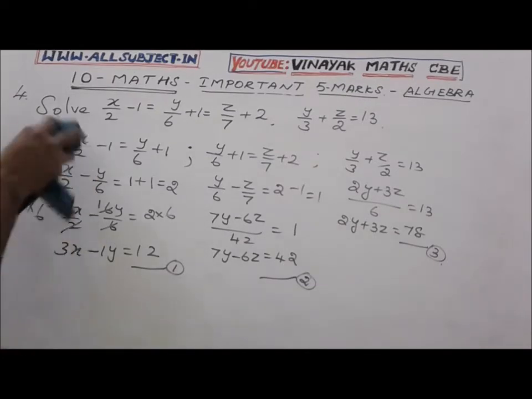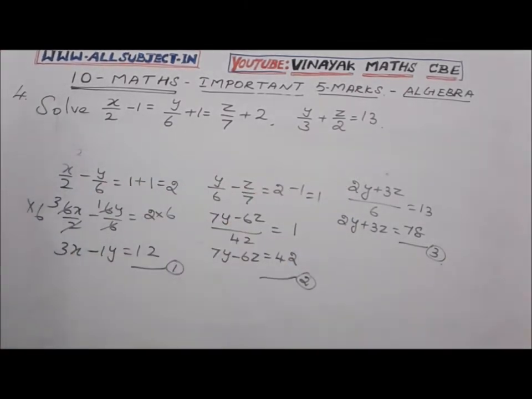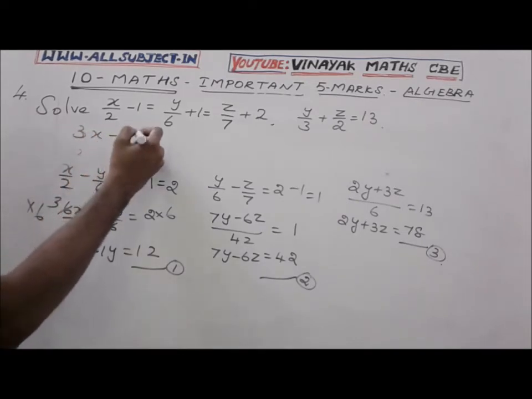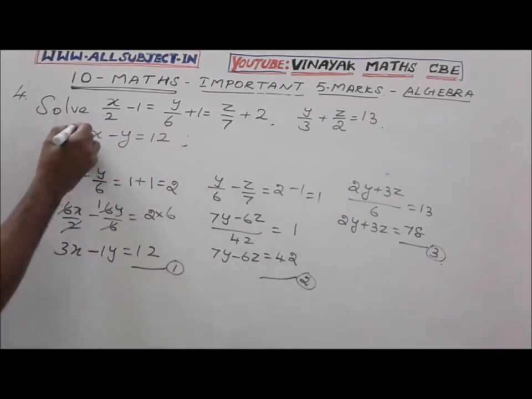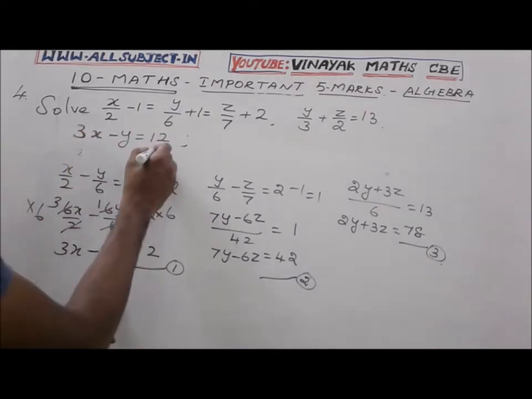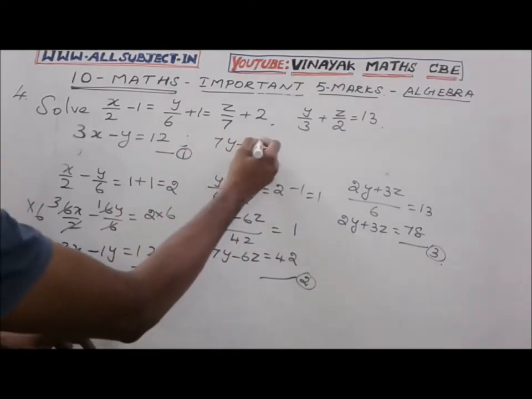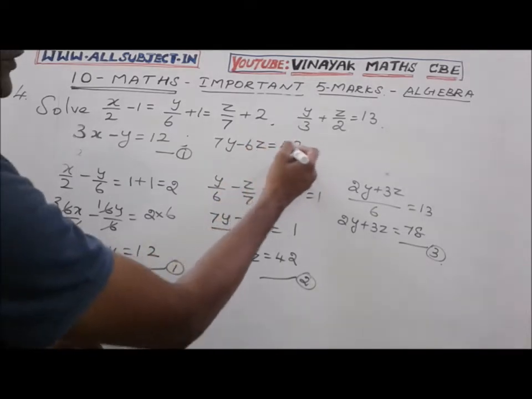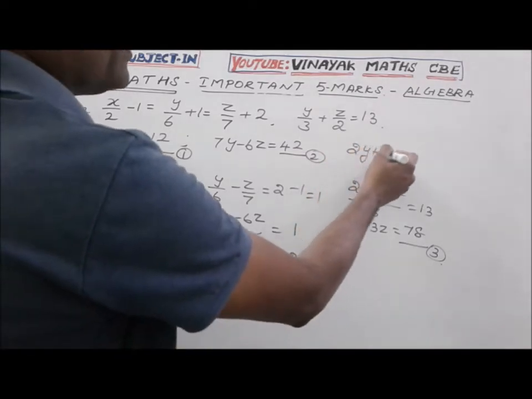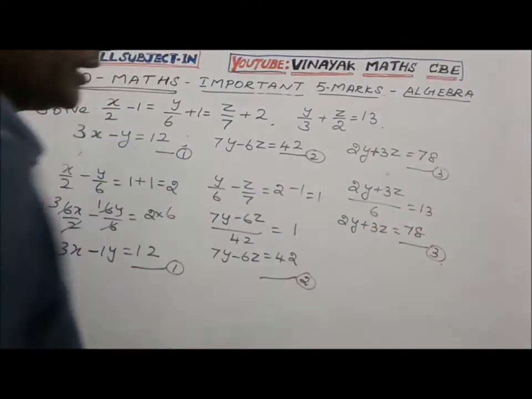I am writing the simplified equations here. They are: one is 3x minus y equal to 12. This is equation number 1, simplified equation here. 7y minus 6z equal to 42, equation number 2. And the third one is 2y plus 3z equal to 78. This is the third equation.